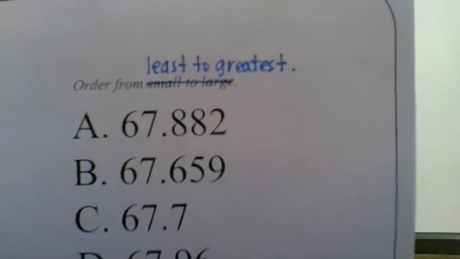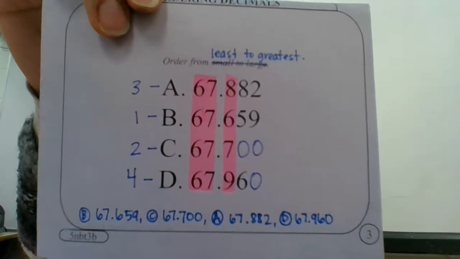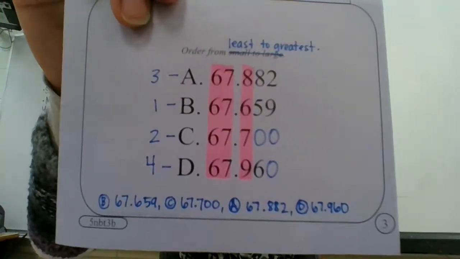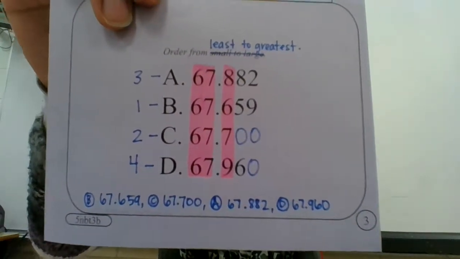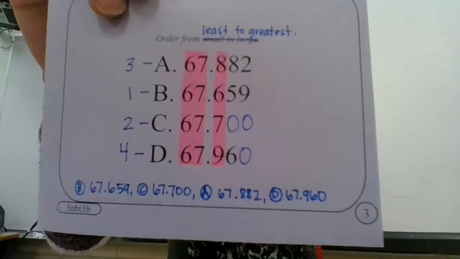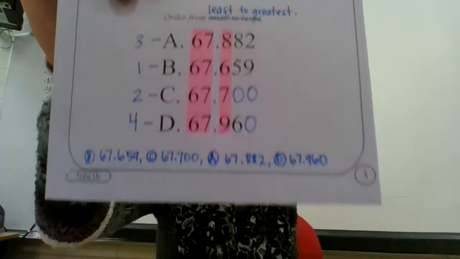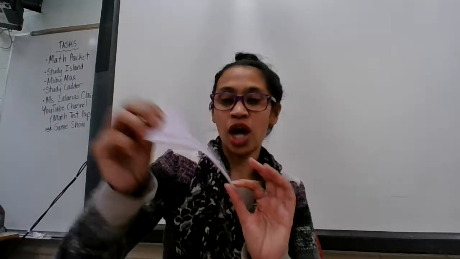If you need more time, go ahead and pause the video. If not, the correct order is, bam, right here. The first one is B, 67 and 659 thousandths. Then C, 67 and 7/10. A, 67 and 882 thousandths. And finally D, 67 and 96 hundredths, or 960 thousandths. All right, that's question number 3. And the last question in our mini game show for ordering decimals is number 4.